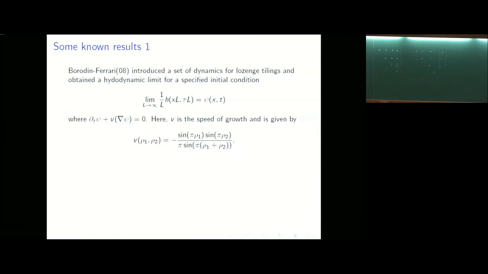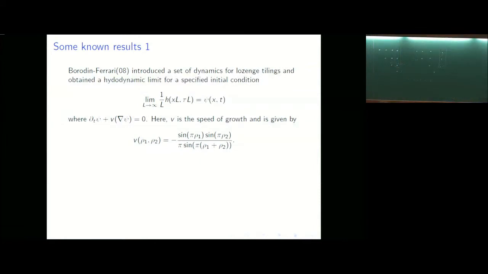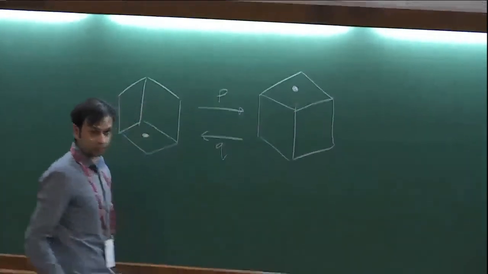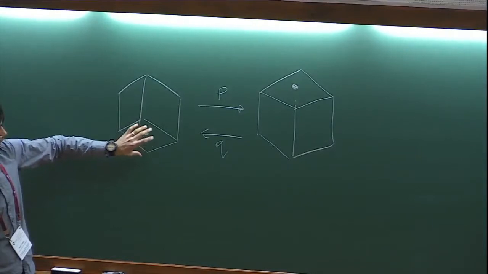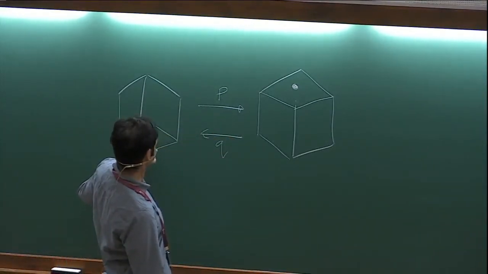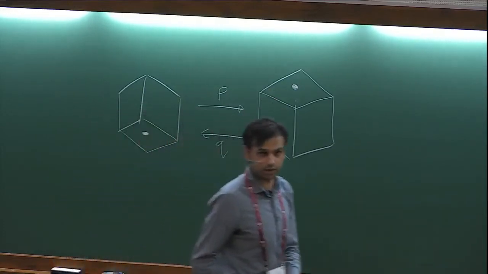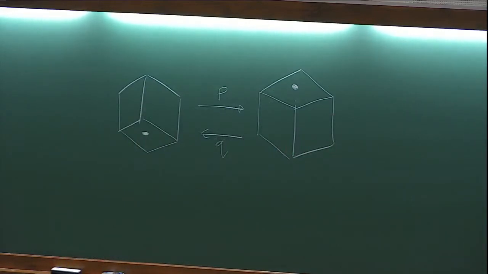Borodin and Ferrari introduced these dynamics, and the way that you can view this as a lozenge tiling model is that everywhere we see a particle, it's equivalent to having a lozenge of this type. So you can replace your picture by this, where particles just correspond to lozenges of those types. You might have to rotate the picture slightly for this to work.